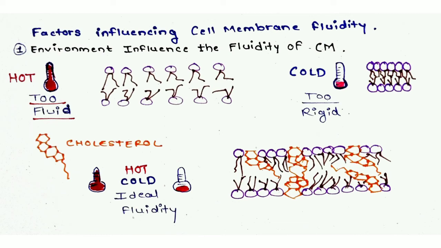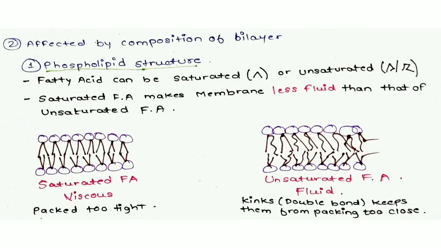But when there is a cholesterol molecule, as you know, cholesterol is in between the phospholipid molecules. So when there is cholesterol, the cell membrane fluidity is ideal, because cholesterol helps maintain the mechanical stability and structural integrity of the cell membrane as it stabilizes the membrane.